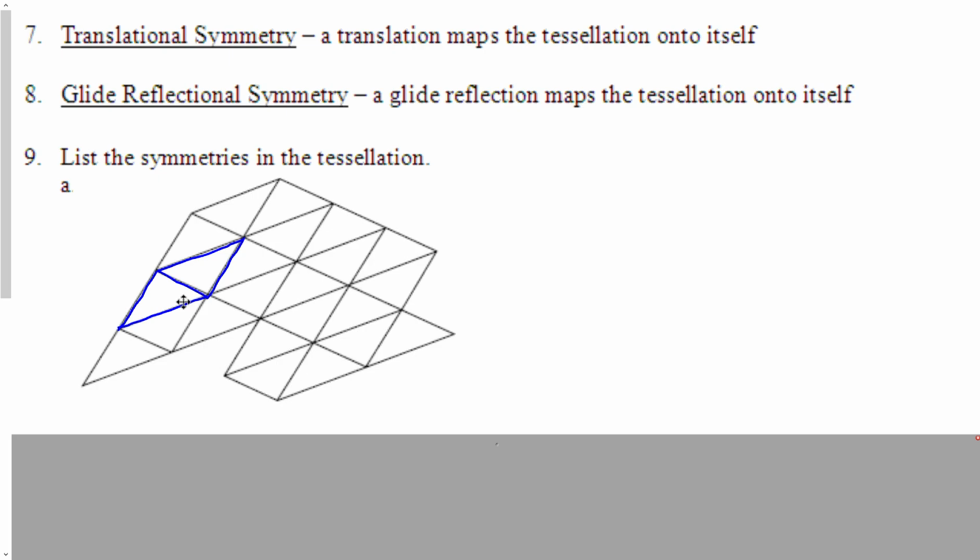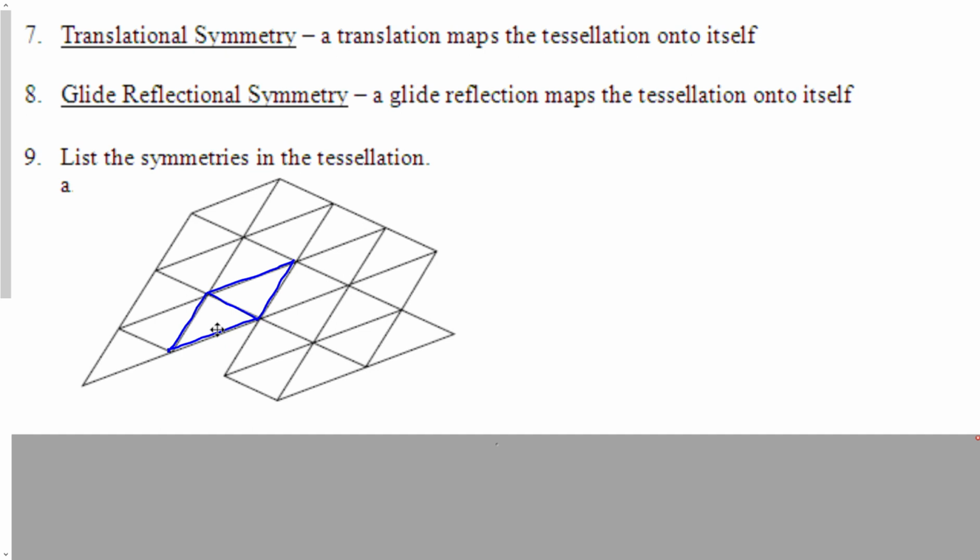So this would have translational symmetry, because if I were to just move this chunk of it, if I just translate it, this would match up with the rest of the tessellation. So if I translated it this way, or I could go back to the left, everything would match up. So this tessellation would have translational symmetry. But now I have to start looking at it.